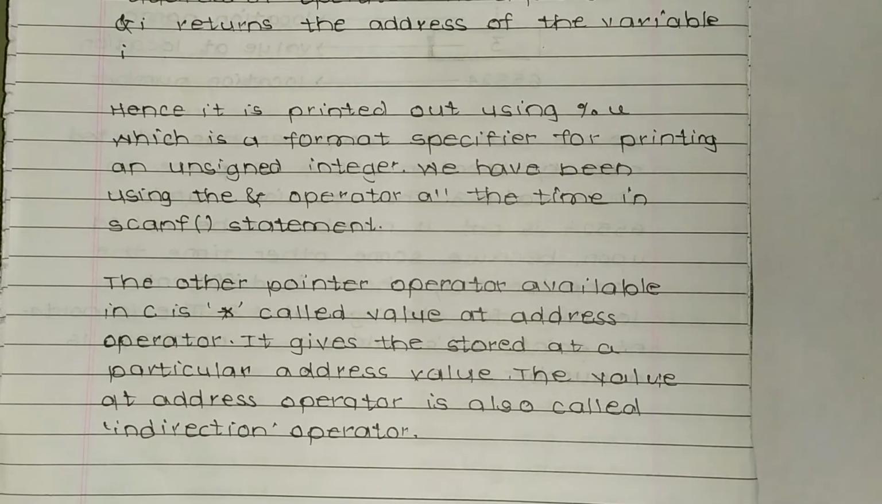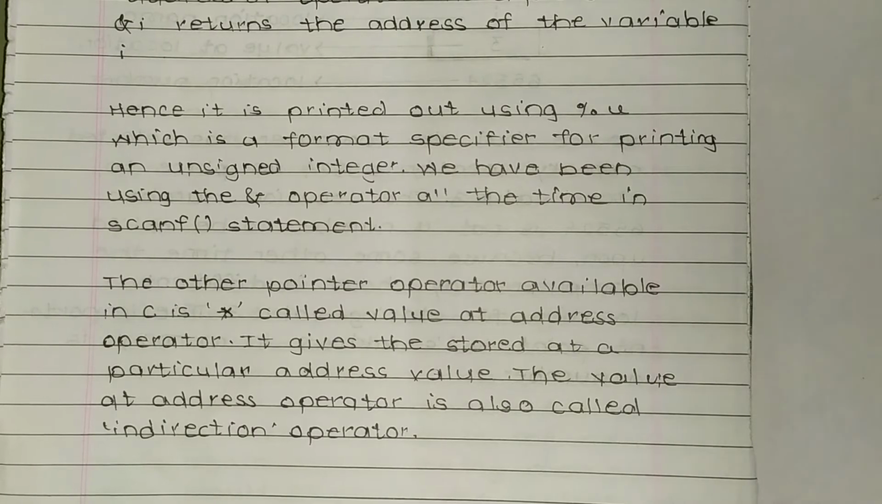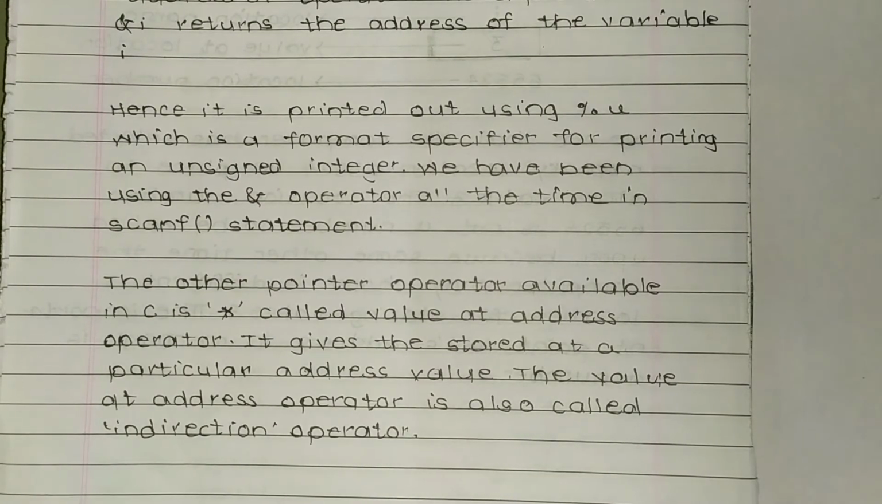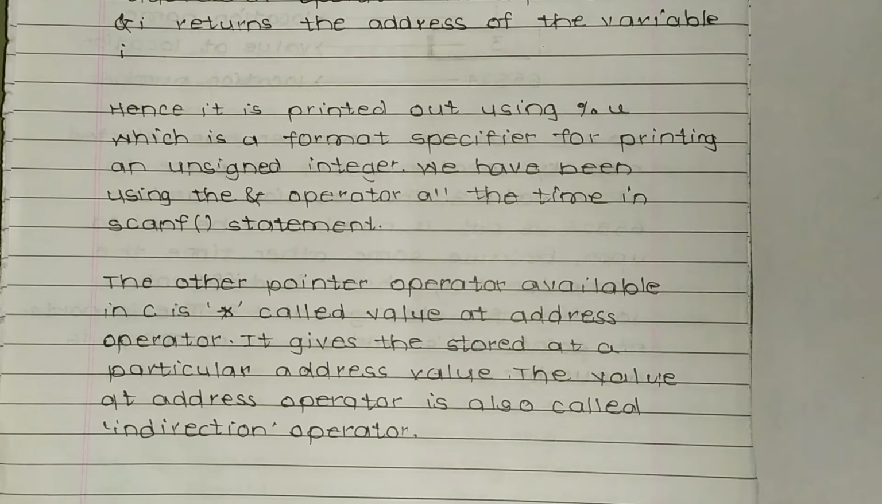The other pointer operator available in C is star, called the value at address operator. So another operator which is used in C is star. This is called the value at address operator. It gives the value stored at a particular address. The value at address operator is also called the indirection operator.